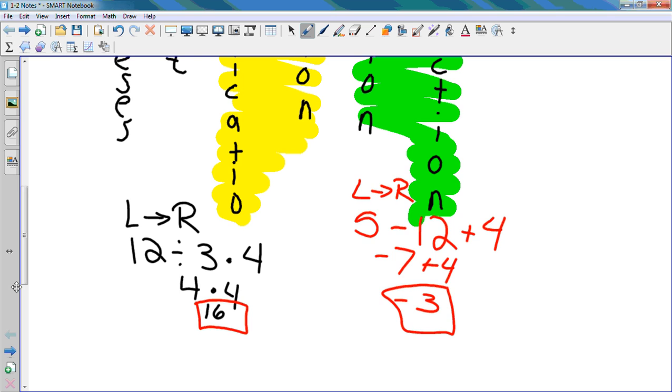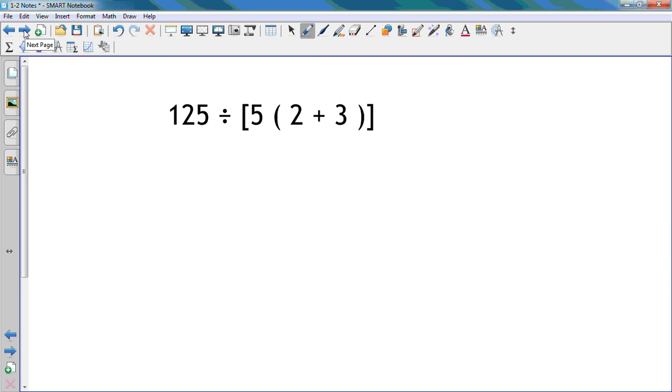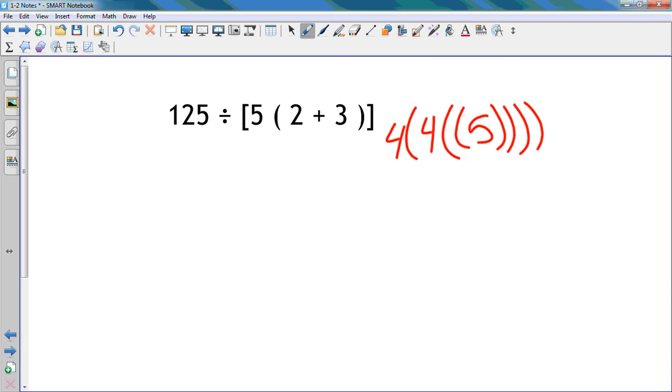Now, let's use this. Here's my problem. What do I do first? P, parentheses. Now I have 2 sets of parentheses: a box set and an inside set. The brackets, which are the box ones, are the same as other parentheses, but they use them because sometimes when you have more than one set of parentheses, you start getting something that looks pretty messy. So what they do is they change them.